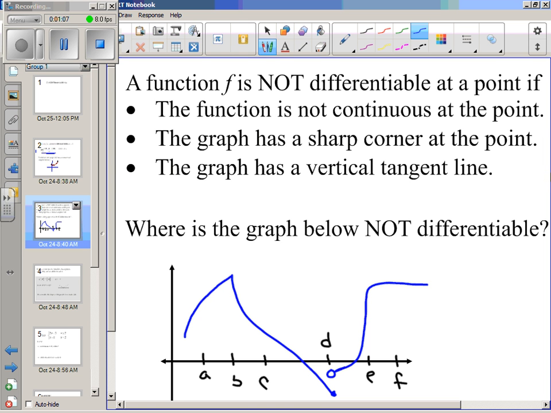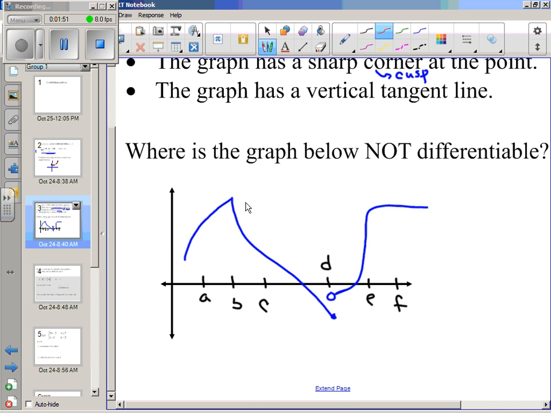So this is going to tell us what cases make our function not differentiable at a certain point. And we have three different conditions. The first one is that our function is not continuous. So whether we have a hole, a jump somewhere, or any type of discontinuity, that means we're also not differentiable at that point. Our second condition is that our graph has a sharp corner, which we also call a cusp. If we have that sharp corner in our graph, the function is not differentiable at that point. And then the third rule is a vertical tangent line in our graph. That will also make it not differentiable at that point.